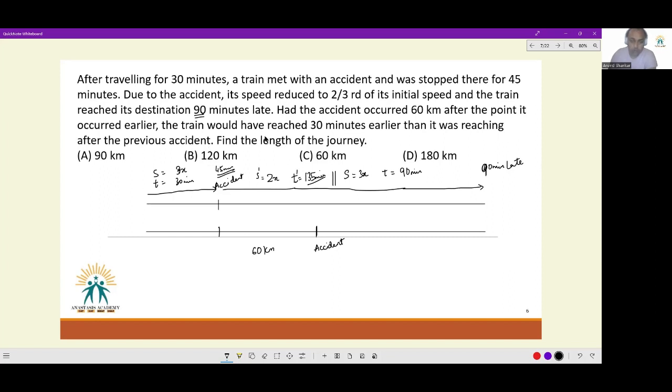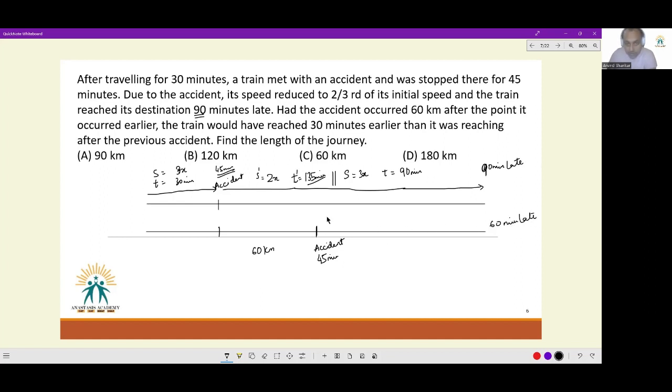Okay. So, had the accident occurred 60 kilometers after the point it occurred earlier, the train would have reached 30 minutes earlier than it was reaching after the previous accident. See, the accident will still use up 45 minutes. We are being only 60 minutes late now.